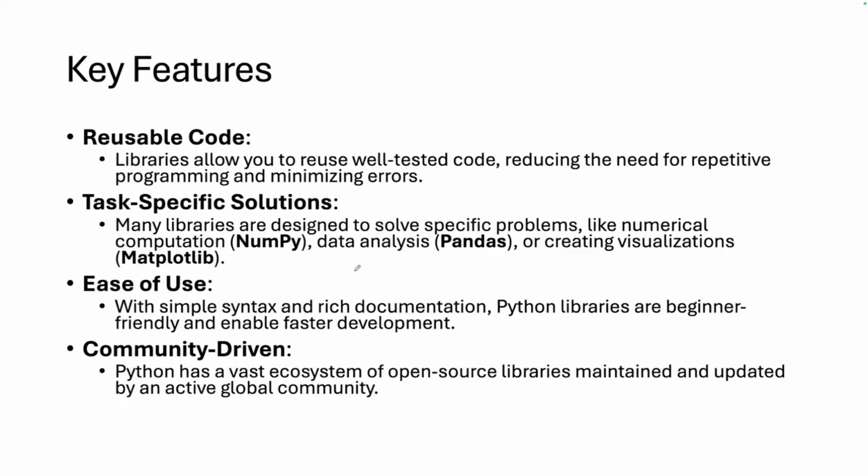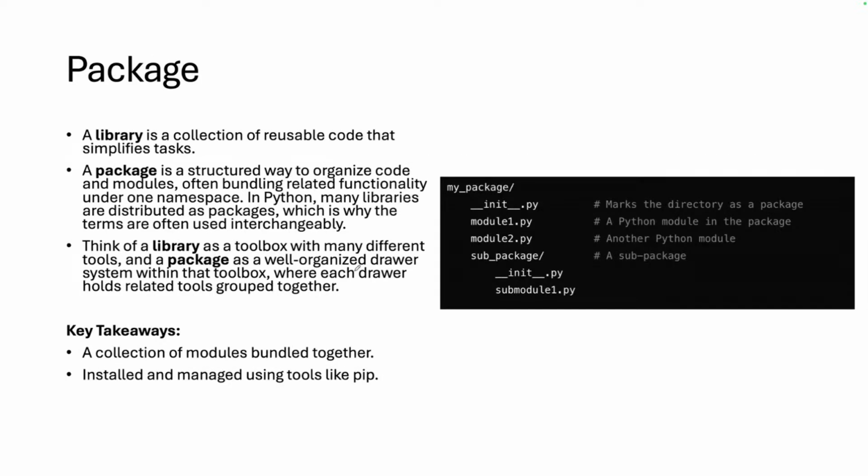Okay, so key features. I think I already beat this to death. Here's a summary slide for you. Reusable code, task-specific solutions, really easy to use, and community-driven. Those are some good things about packages and libraries. Okay. Package, library, what's the difference? A library is a collection of reusable code that simplifies a task, and a package is a structured way to organize our code and modules and bundling related functionality together.